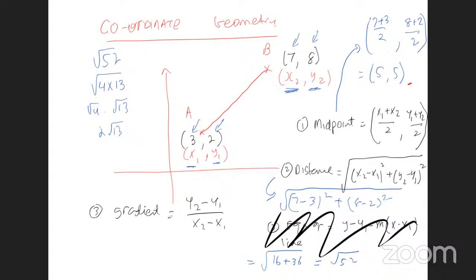Okay, nice. And gradient is what? Gradient is 8 minus 2 over 7 minus 3. So that's 6 and 4. That's okay? All right. So those are the simple things that we have to be able to do, right? Any questions on that so far?